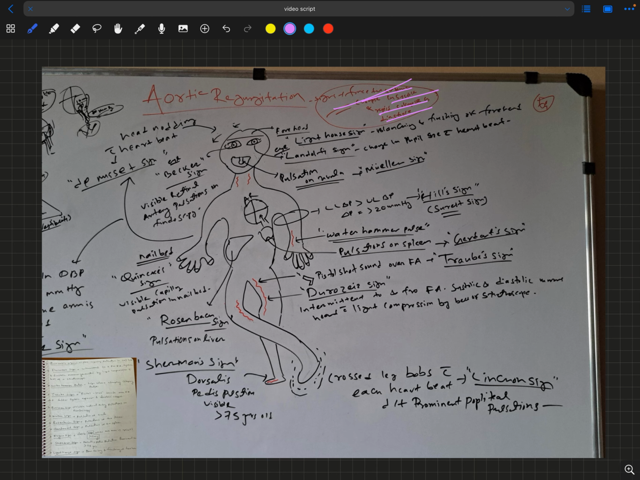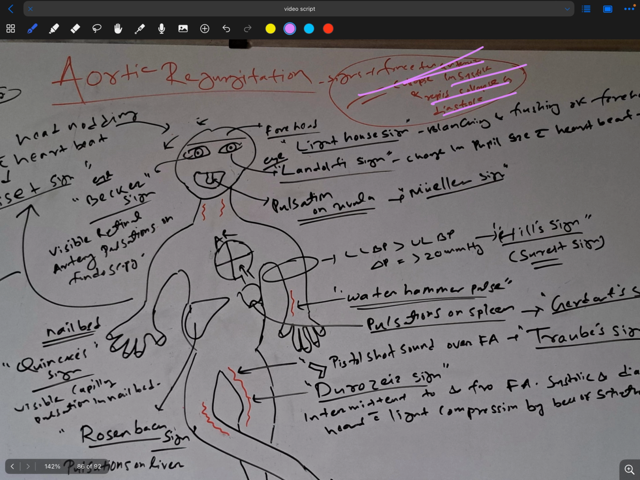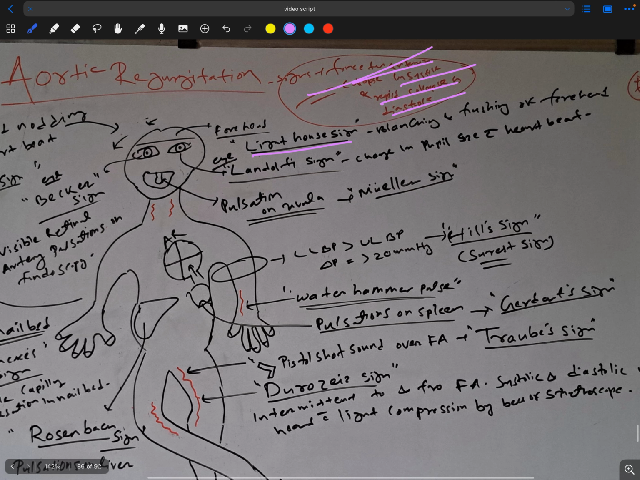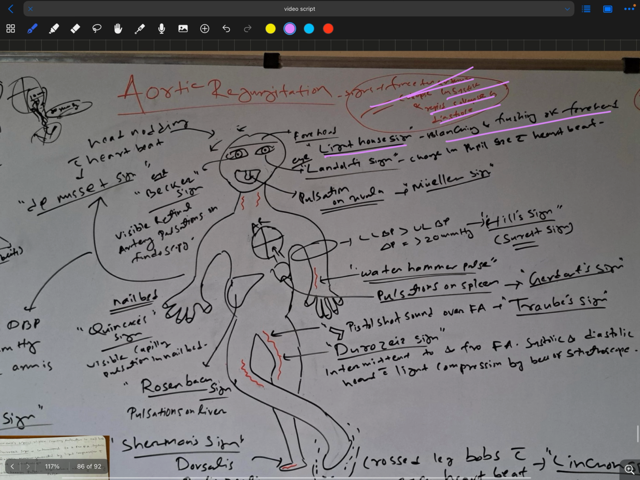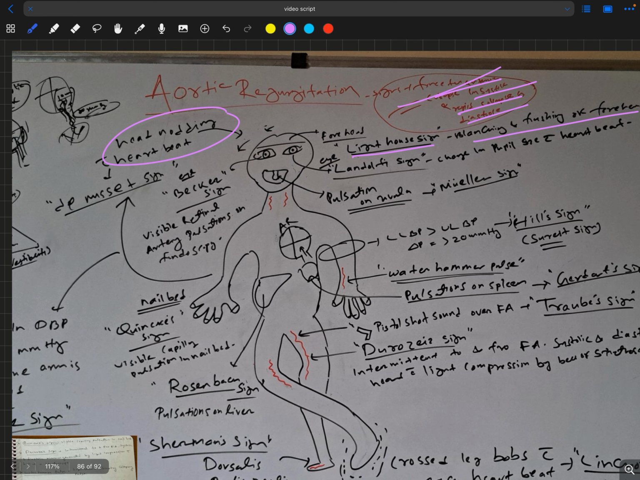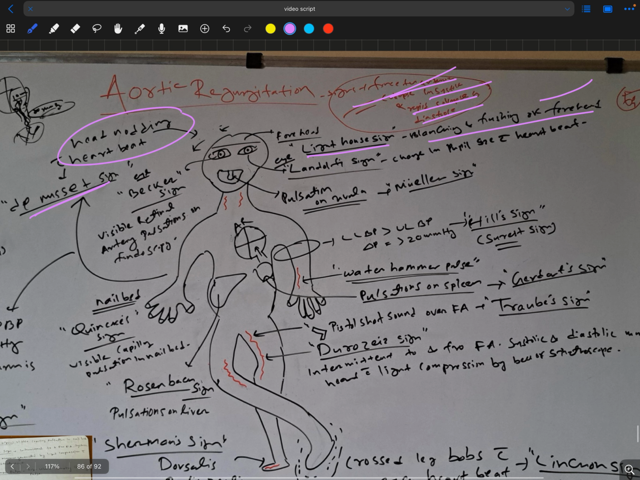So let us discuss all these signs from head to toe. First, on the forehead, we see the lighthouse sign. Lighthouse sign means blanching and flushing of the forehead. Then there will be head nodding with each heartbeat. It is called de Musset sign. De Musset sign is head nodding with each heartbeat. Lighthouse sign is blanching and flushing of forehead.